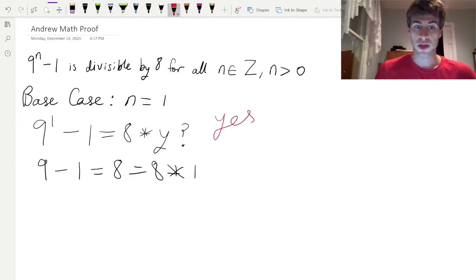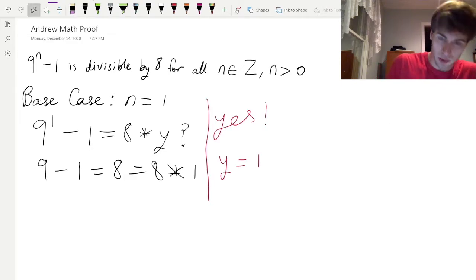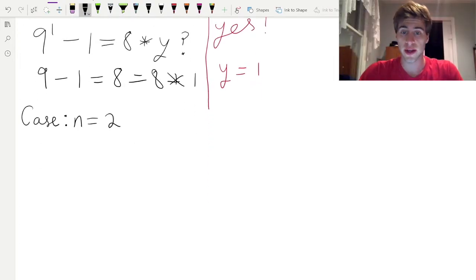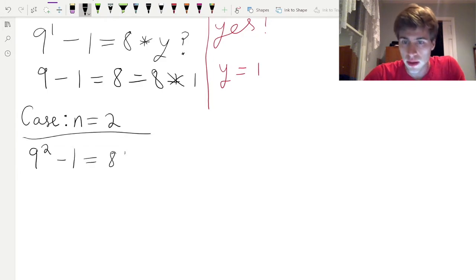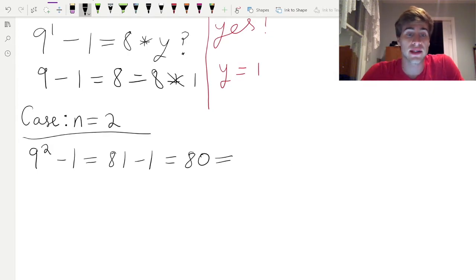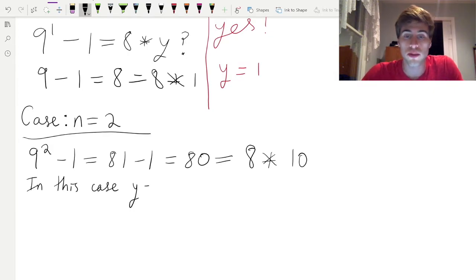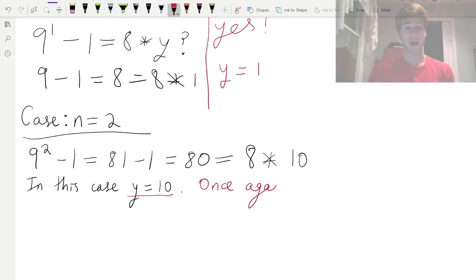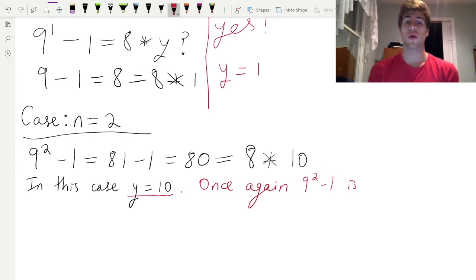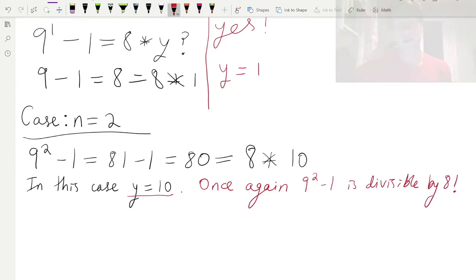Great. So, does this process work for n equal to 2? Well, let's try it. 9 squared is equal to 81, and 81 minus 1 is equal to 80. Well, 80 can be rewritten as 8 times 10, where our multiple y is equal to 10, and once again, we've shown that 9 to the nth power minus 1 is divisible by 8.